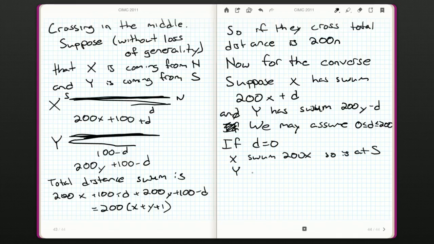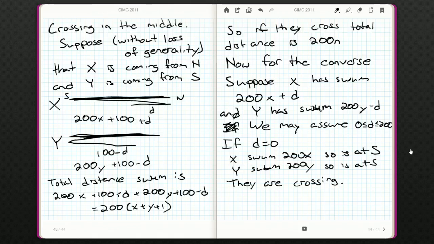So if D is 0, then both X and Y have swum multiples of 200. They've done multiple full trips. So they both lie at S, and they're crossing. Okay? We could draw a diagram to illustrate this, but we've drawn a lot of diagrams, and by now we should be fairly confident in what we're doing. So if D is equal to 0, there we go. They both meet at S.